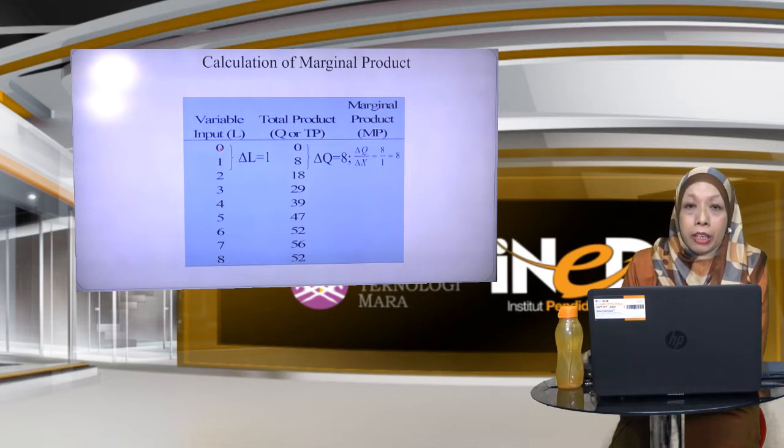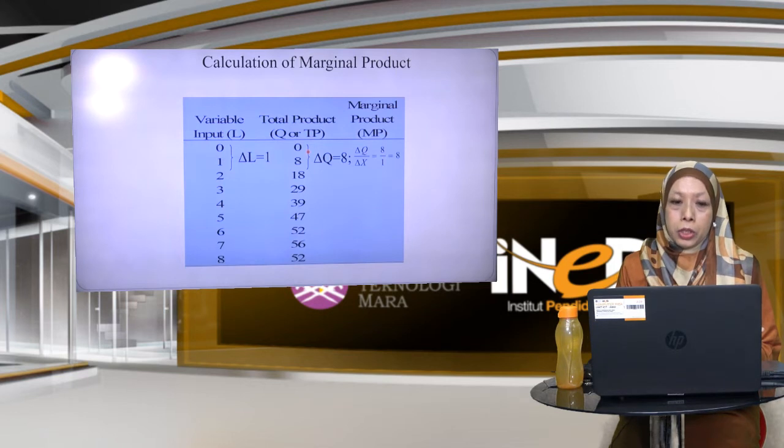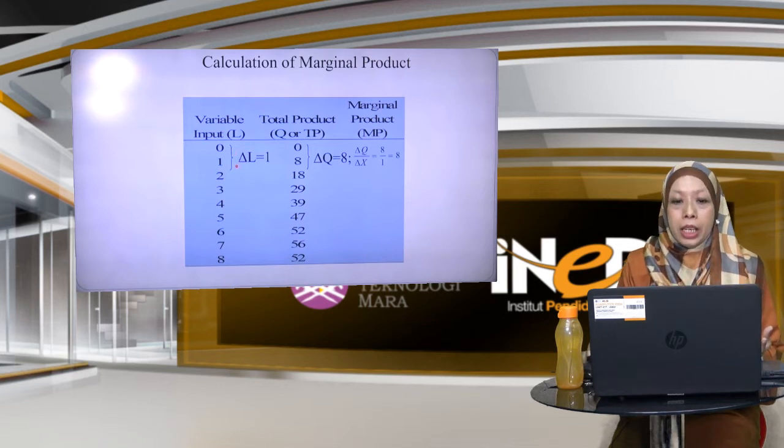Okay, so when you have no worker, that means nothing can be produced even though you have the machine, isn't it? It's because nobody is operating the machine, so nothing is being produced. So if you want something to be produced, you need to hire labor. Now, when you hire one labor, you can see that production becomes 8.